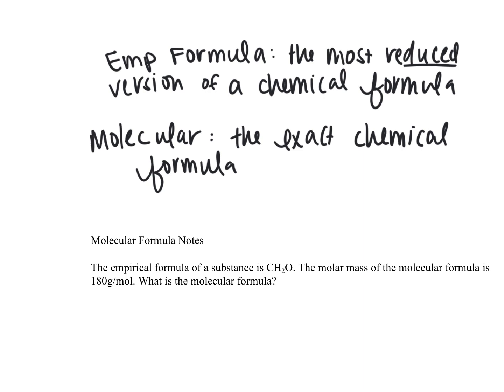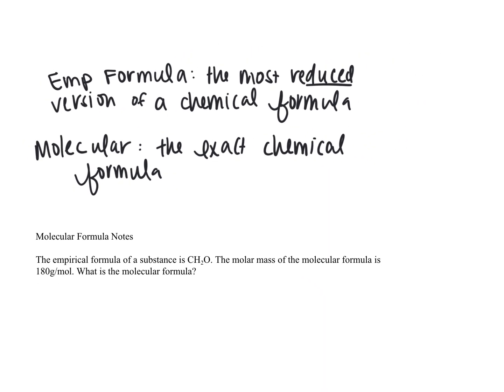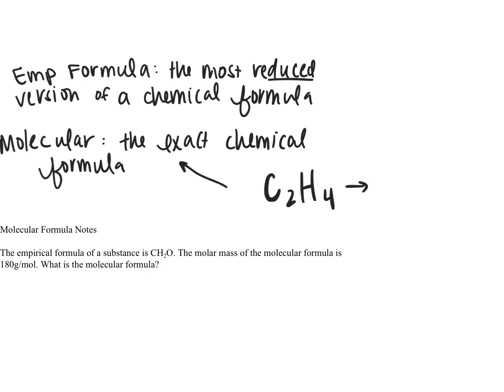So let's say that we have a formula that looks like this, C2H4. Would that be a molecular formula or an empirical formula? Can we reduce it down anymore? We can reduce it, so that means it has to be a molecular formula, right? It's the exact version of that. What would be the empirical formula of that particular example? What would the empirical formula be?